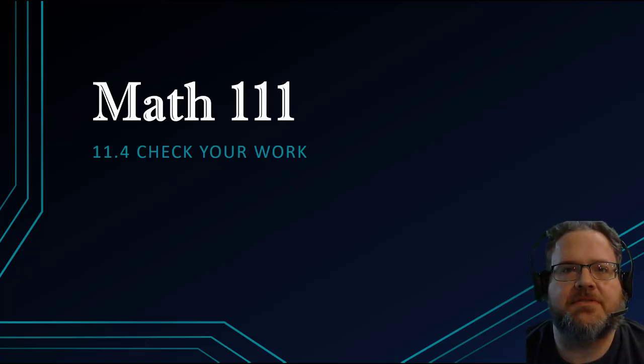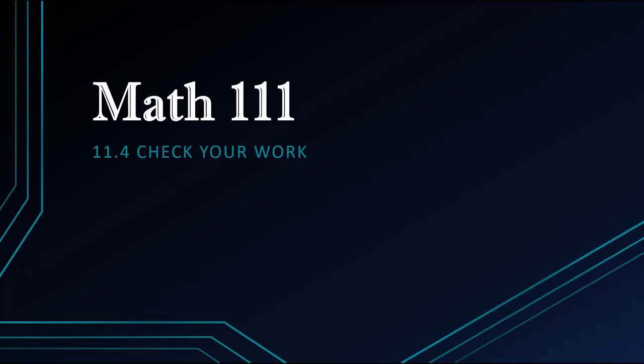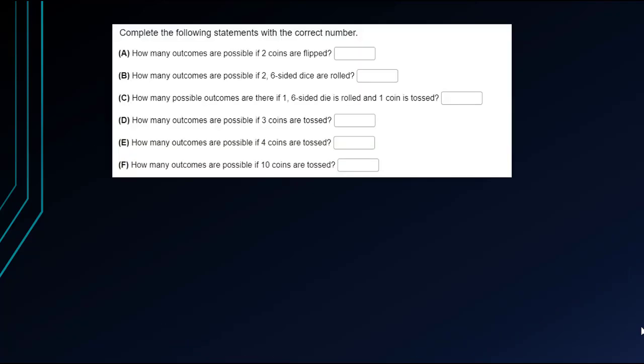In this video, I will review the problems that were presented as examples in the reading summary so that you can check your work. The first problem in the reading summary was to complete the following statements with the correct number. How many outcomes are possible if two coins are flipped? Well, a coin has two outcomes, heads and tails, so that's 2.